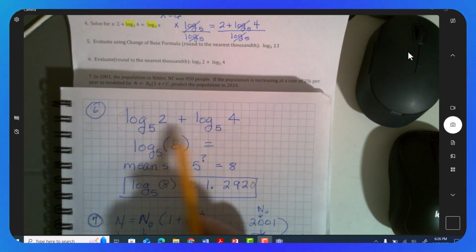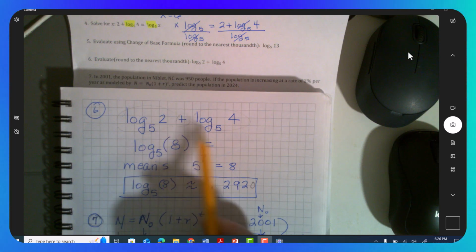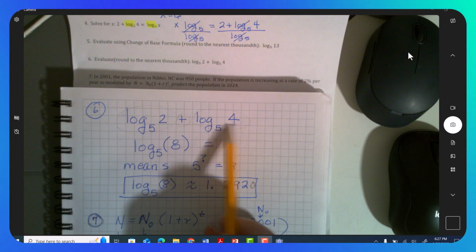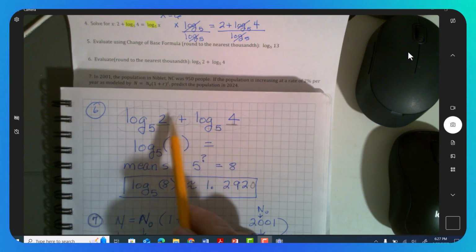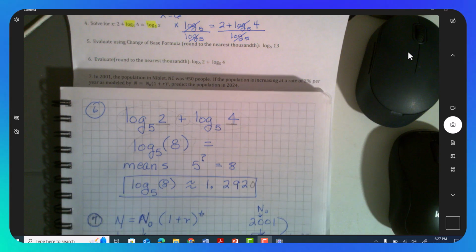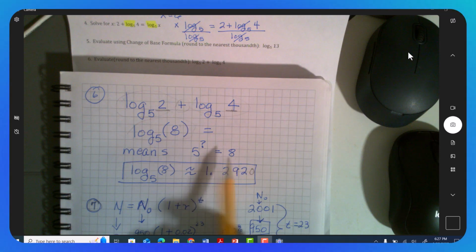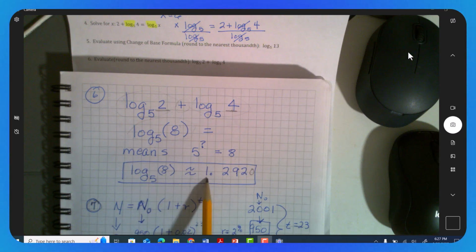So what I like to do is use my product property for logs. When you're adding logs with the same base, you can multiply the 4 and the 2. 4 times 2 is 8. So this turns into log base 5 of 8. Put this into your calculator. And what that means is 5 to what power is 8. And you're going to get approximately 1.292 if you round it to the nearest thousandth. Log base 5 of 8 is approximately 1.292.